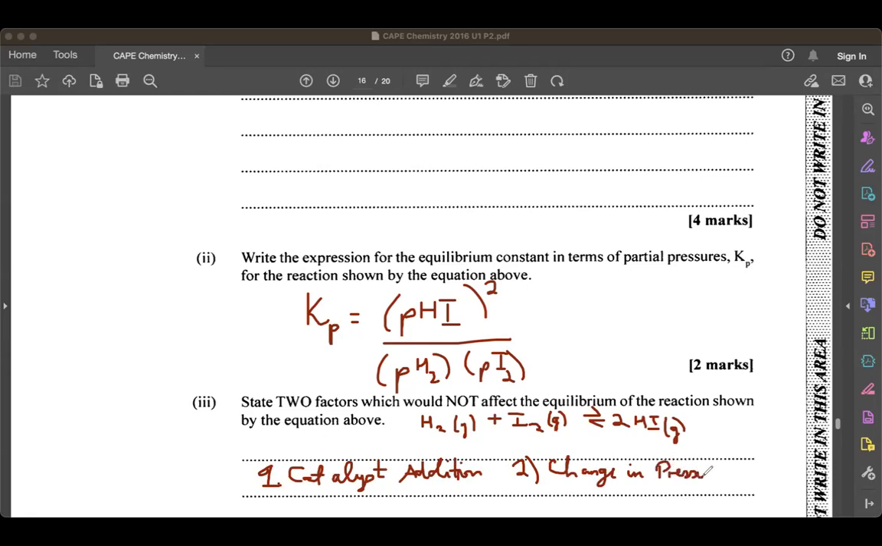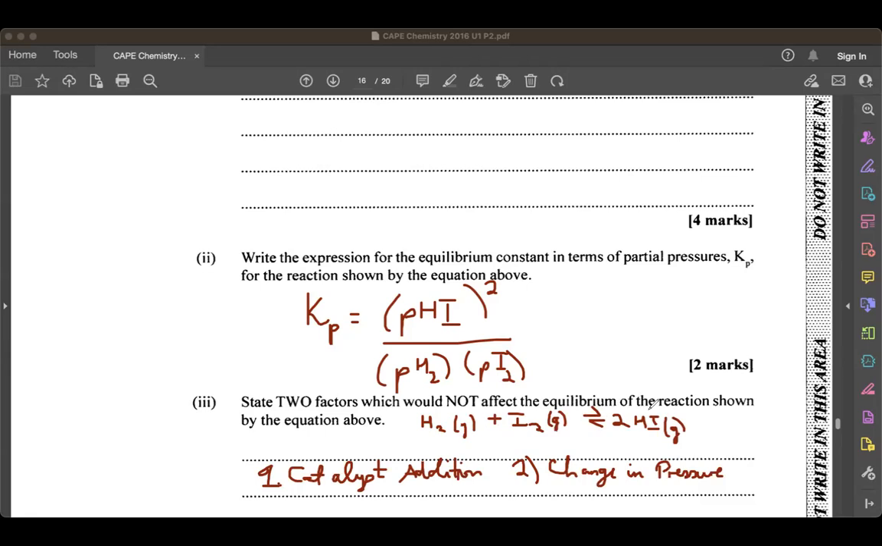Okay, if you change the pressure of the system, it would either want to go to the side where there are fewer molecules or where there are more molecules, depending on what's happening in the given equation. In this particular equation, we have 2 moles total on the left-hand side, and we have 2 moles total on the right. So it's an equal number of moles on both sides of this equation.